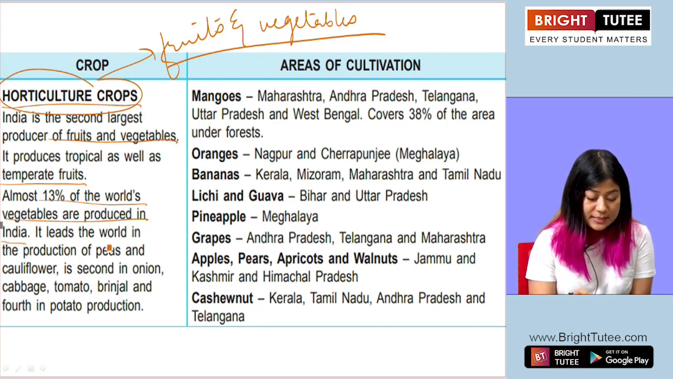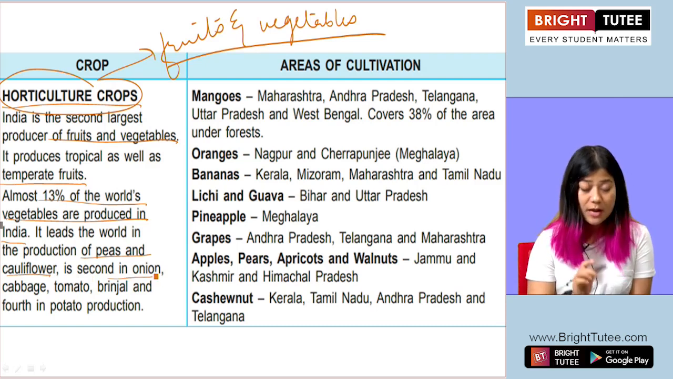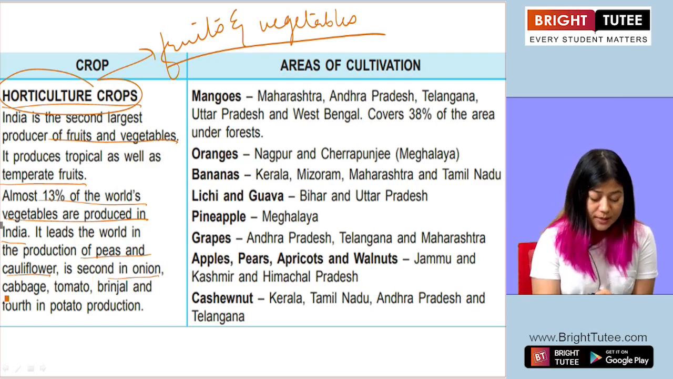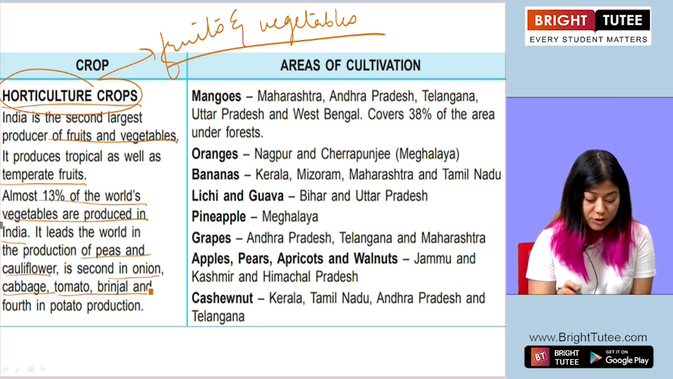It leads the world in the production of peas and cauliflower, is second in the world in the cultivation and production of onion, cabbage, tomato, brinjal, and fourth in the world in potato production.